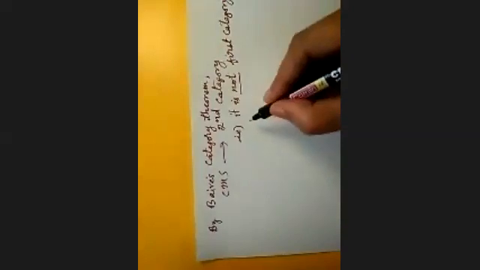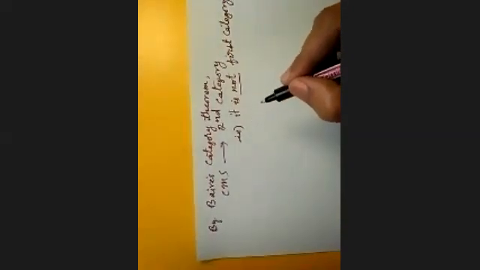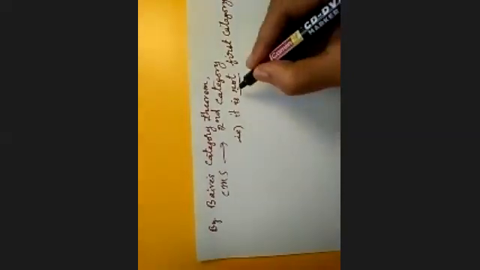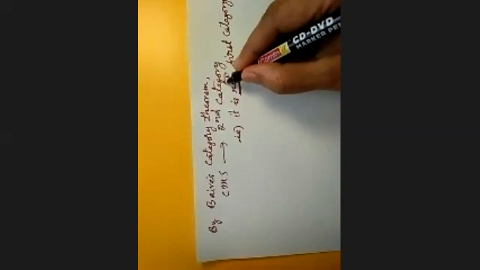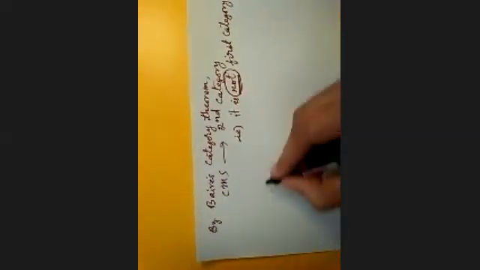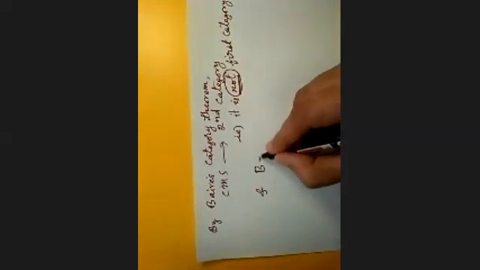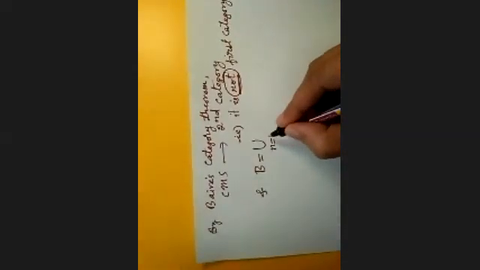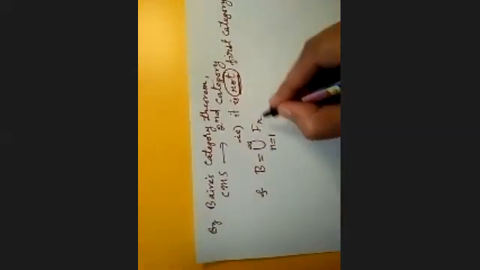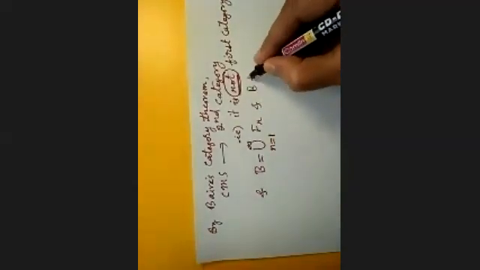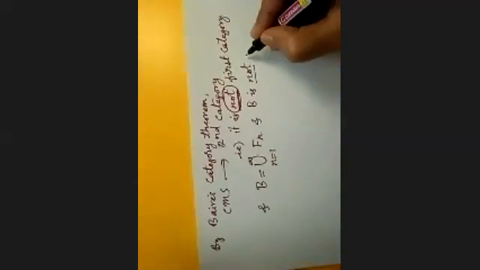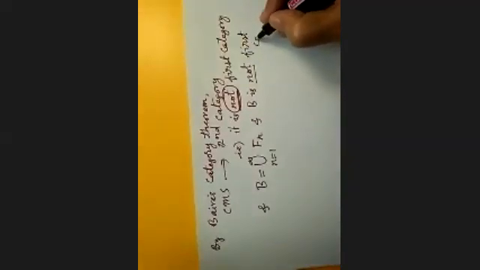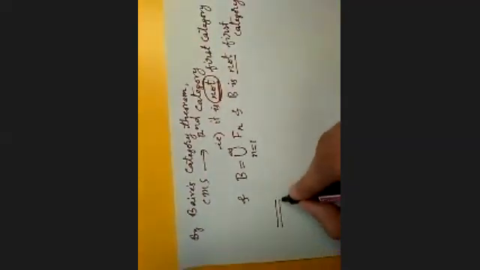What is first category? First category means B can be written as a countable union of nowhere dense sets. Since it is not first category, very, very important, and B is a countable union of all these Fn's, B is not first category. So what is the conclusion now?